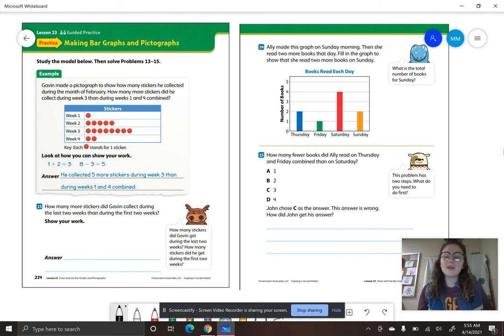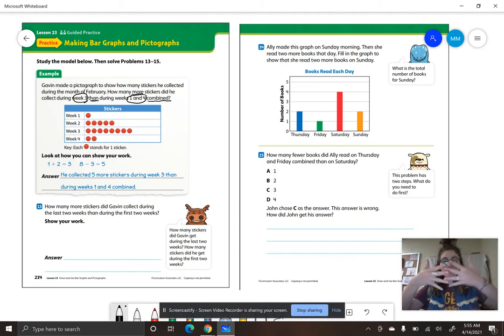It says Gavin made a pictograph to show how many stickers he collected during the month of February. How many more stickers did he collect during week 3 than during weeks 1 and 4 combined? Ooh, okay, so I'm going to go back and read that. It says Gavin made a pictograph to show how many stickers he collected during the month of February. How many more stickers did he collect during week 3 than during weeks 1 and 4 combined?